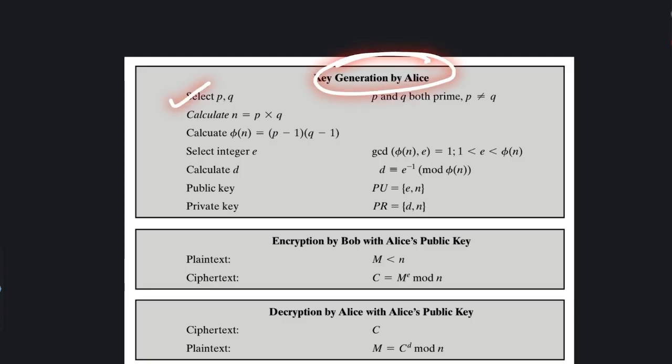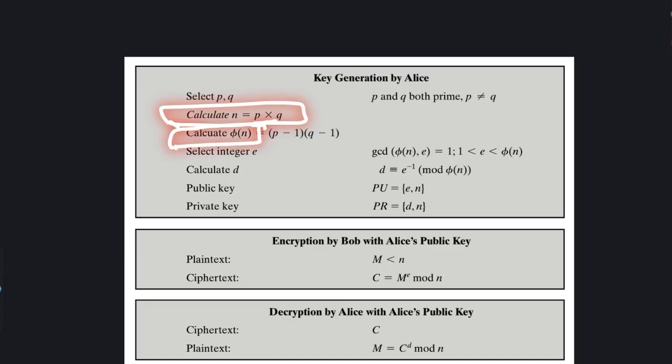First, key generation by Alice. Okay, so Alice is generating the key here. Firstly select P and Q. P and Q should both be prime such that P is not equal to Q. Then we calculate the N value, P into Q. Then we calculate Euler's totient function phi of N, which is equal to (P minus 1) into (Q minus 1). After that we have to select integer E such that GCD of phi of N comma E is equal to 1. After that we calculate D, for the public key and private key. D is equal to E inverse mod phi of N.